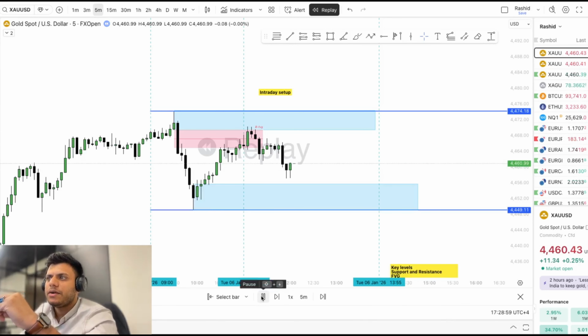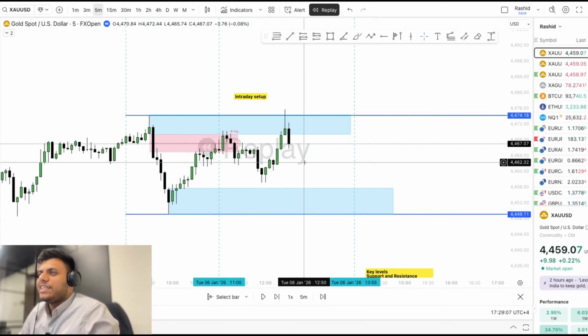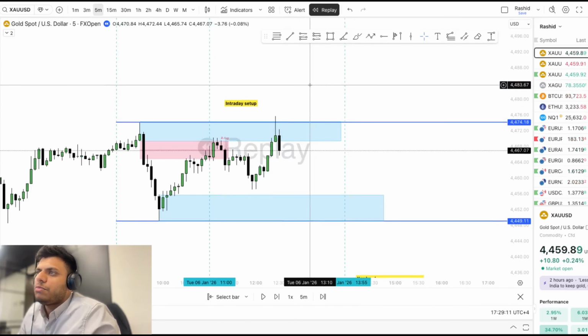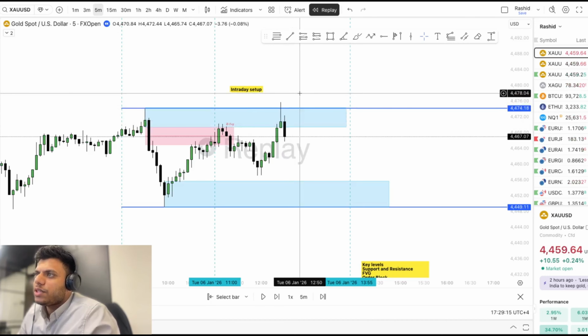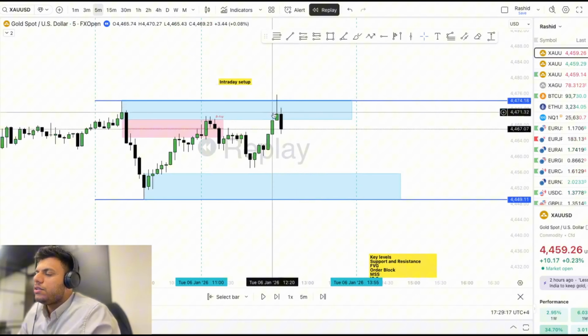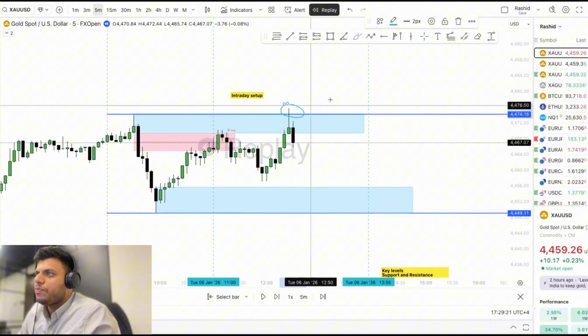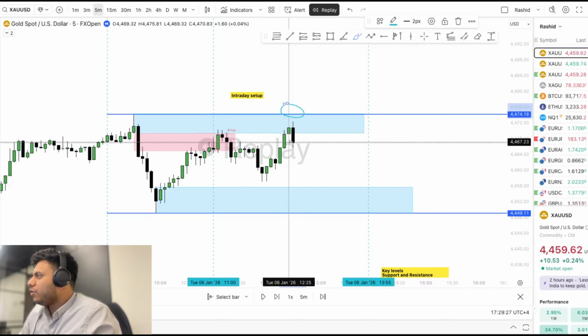See, let it run. See, the market is pulled. And exactly this is what I was talking about. The sweep and closed below. The sweep that you got, and it closed below. This is a perfect sweep that you should be getting. Then the candle closed below.